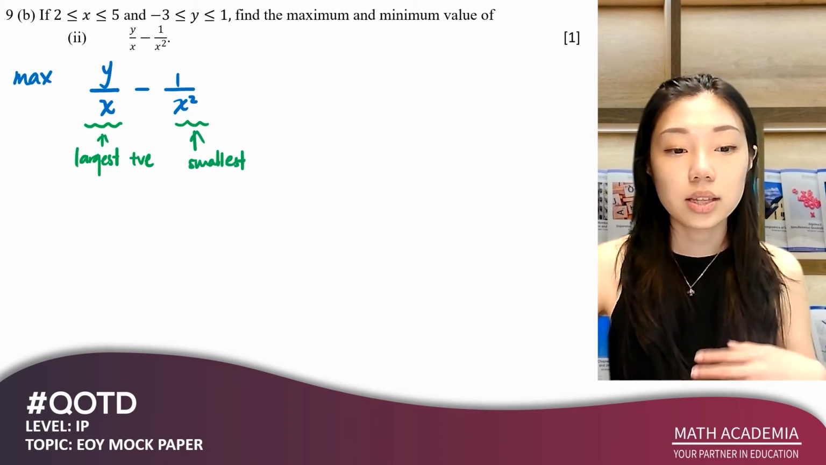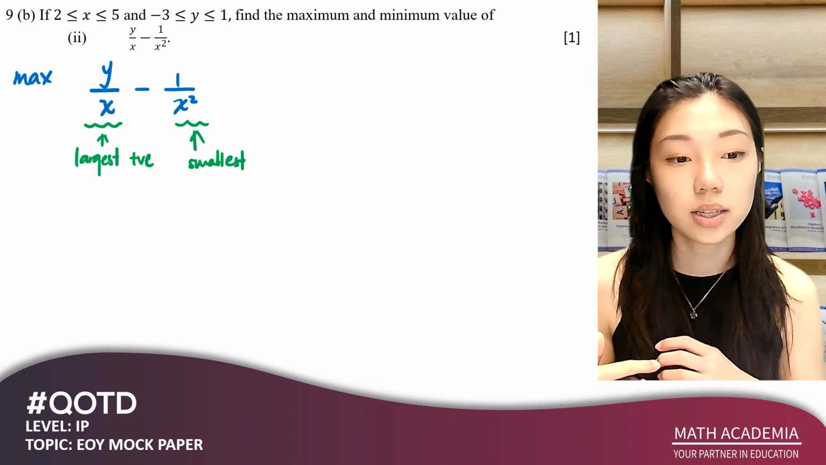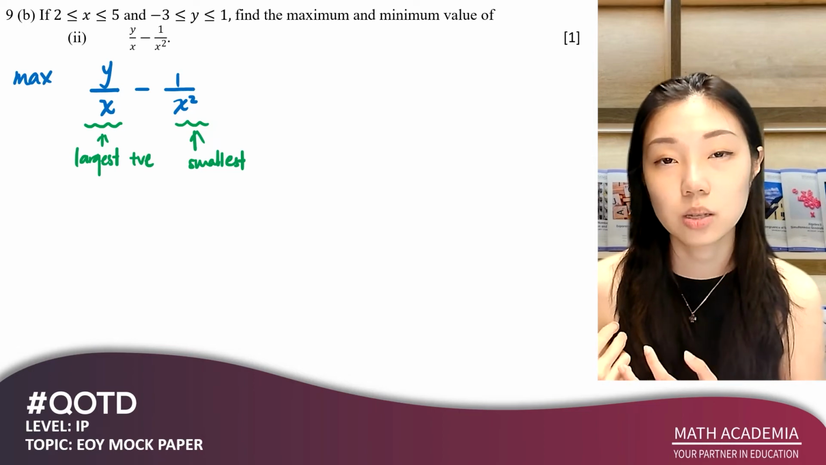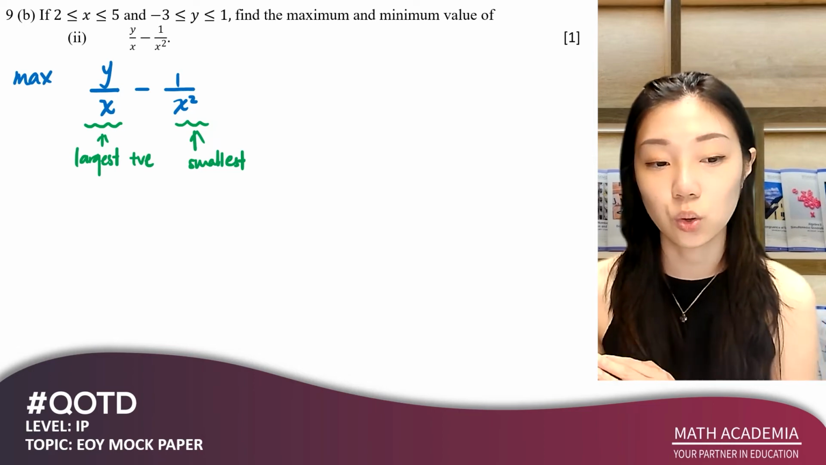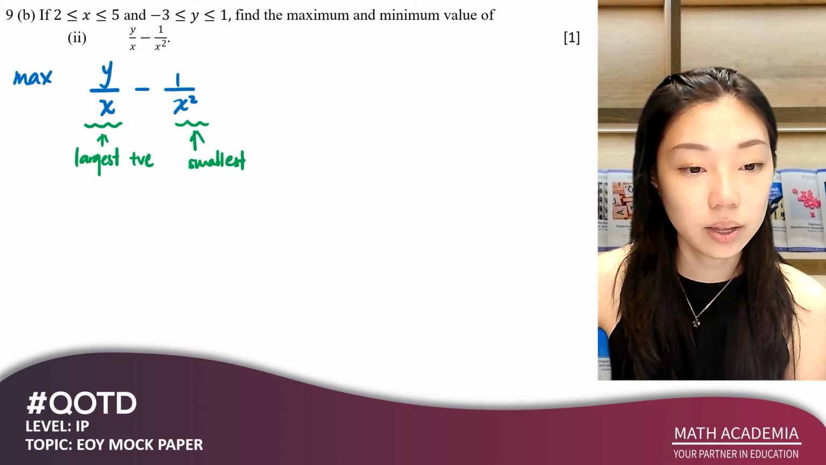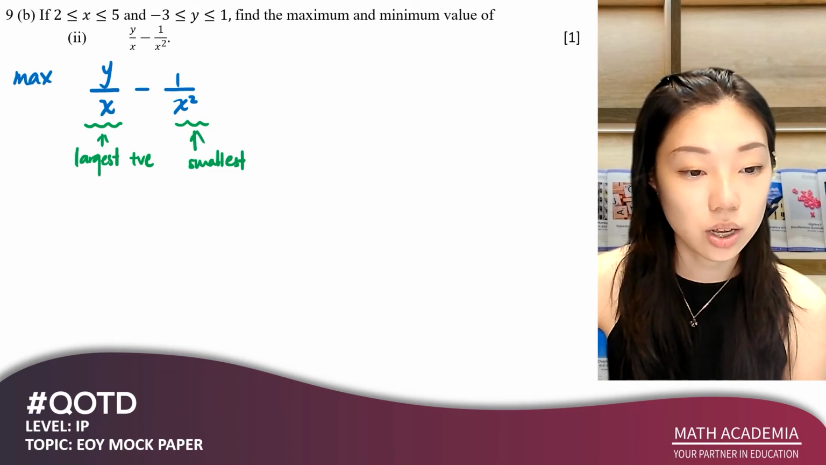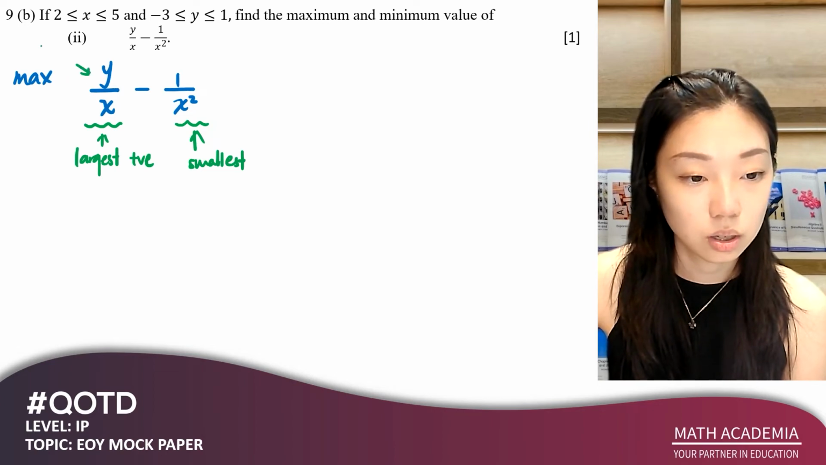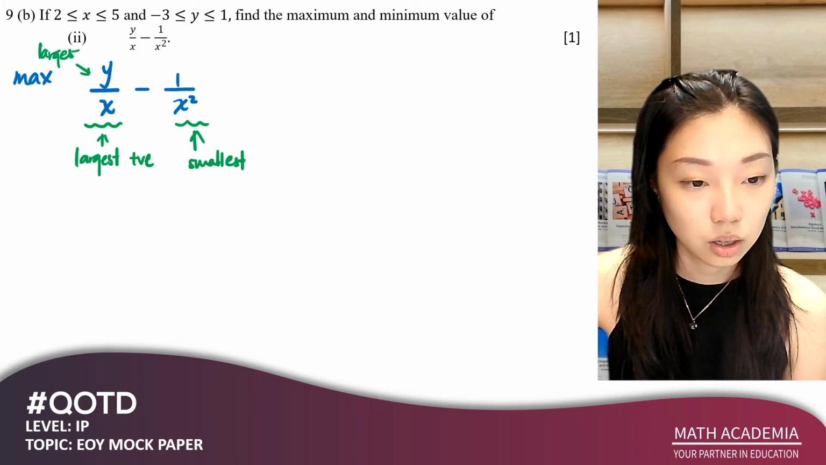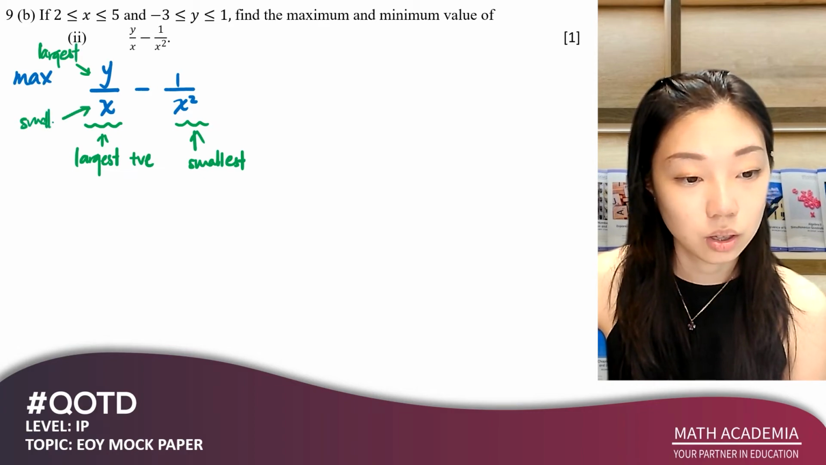Okay, and since x squared is a positive value, we want it to be the smallest one. Alright, how do I get the largest positive value of y over x? I want to keep y as small as possible. Sorry, I want to keep y as large as possible. I want to keep x as small as possible.